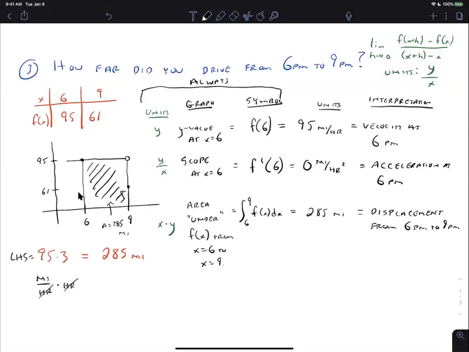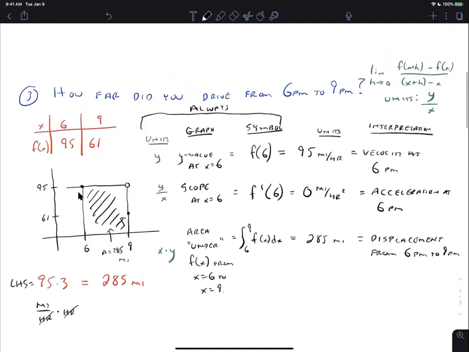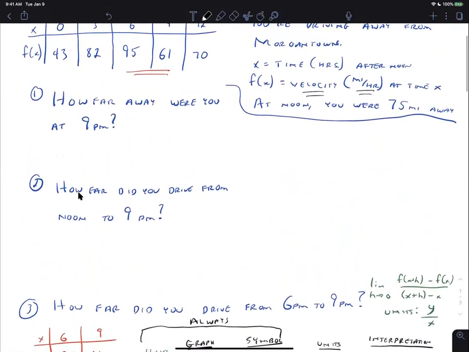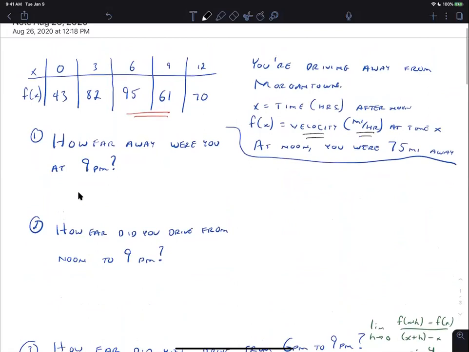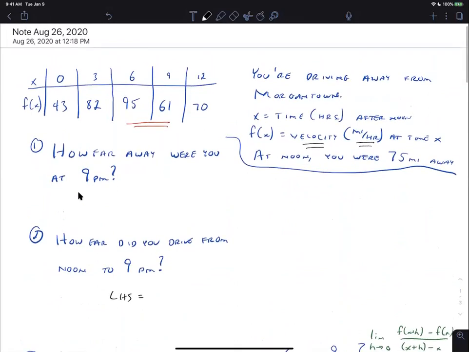And you did a little bit in Calc 1. We're going to do a lot more in Calc 2. And so this is the best we can do from here. Does that make sense? What we're going to do is go back and say, okay, well, how would we do a left-hand sum here? And we could approximate the left-hand sum by doing 43 times 3 plus 82 times 3 plus 95 times 3, and then whatever that is, and I'll let you add. But does everybody see how I'm getting that?